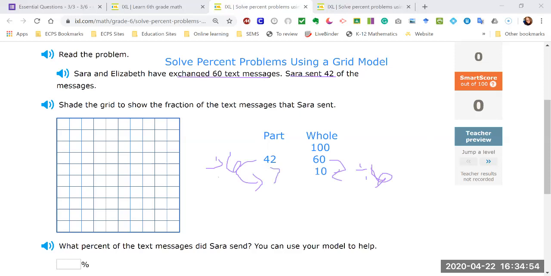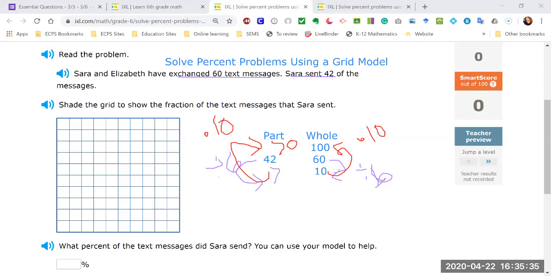So I know that 10% of the messages would have been 7, but I need to know what 100% is. So then I'm going to say, okay, how do I get from 10 to 100? I would have to multiply times 10. So then to get from 7 to that part that we were looking for before, we would also multiply times 10, which means that 70% of the text messages were sent by Sarah.